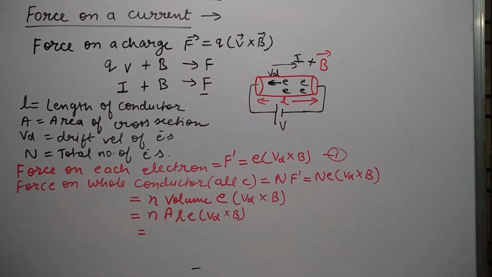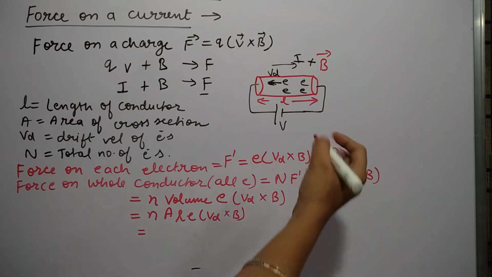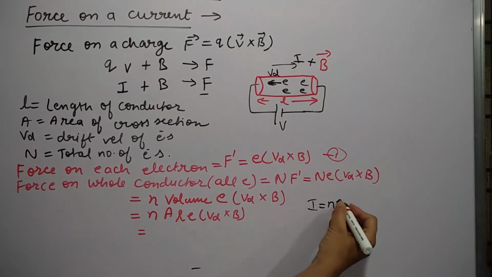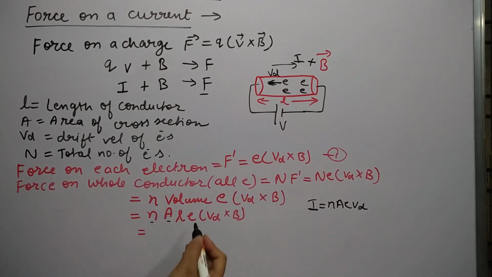After that now, did I get current from this formula somehow? Okay, so recall your formula of I equal to n A e Vd. Remember this formula? Current I equal to n A e Vd. So you see, n A e Vd, this is all current. These all quantities, if I separate, this is current. What is remaining? That is L and cross B.